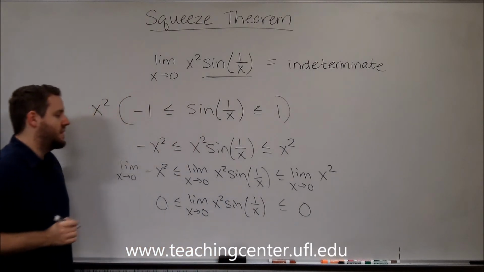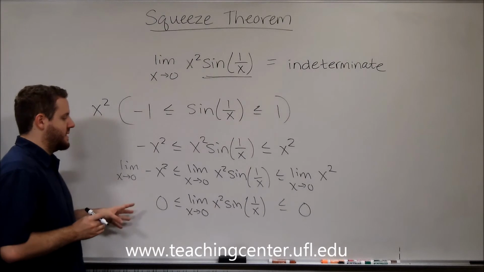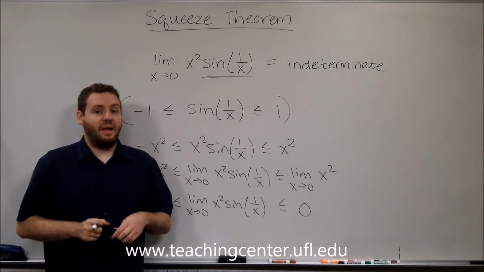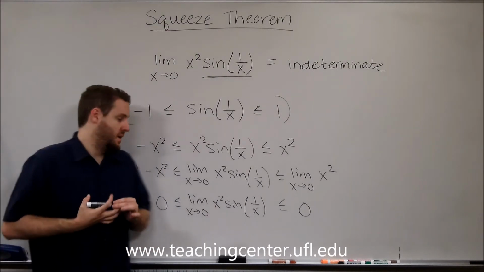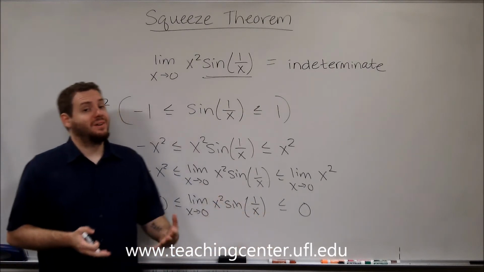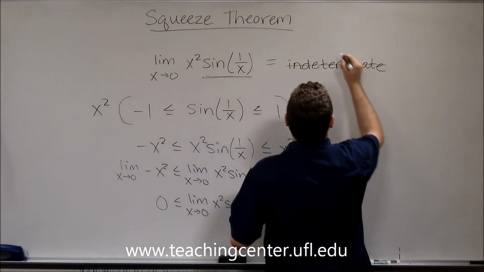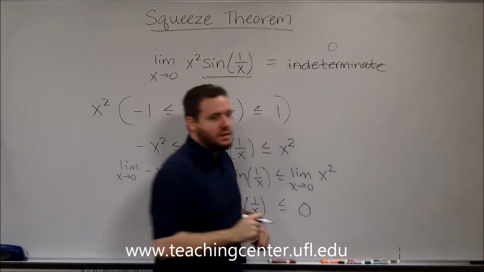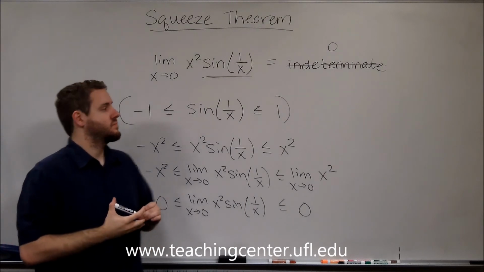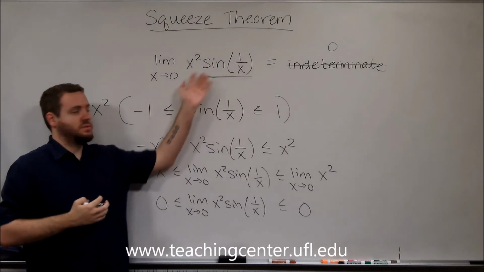So what we've done is reduce this to a basic inequality that inadvertently told us the answer. If this limit has to be in between 0 and 0, then it's actually 0. So we're able to say, no, this is not indeterminate. It's actually 0. And this is the only way you could have done that, because there's no simplification we could have done there.